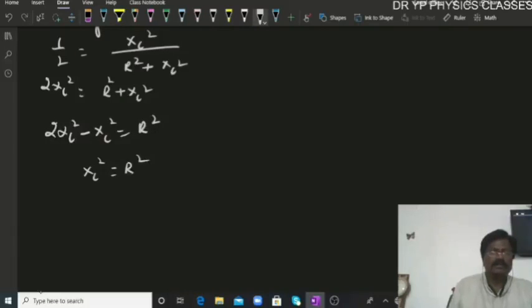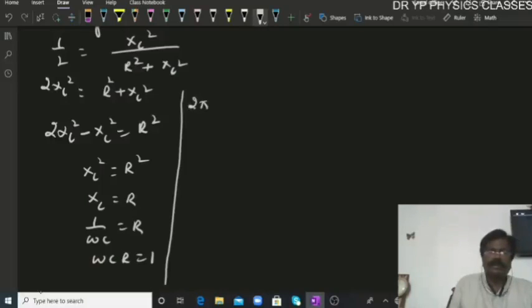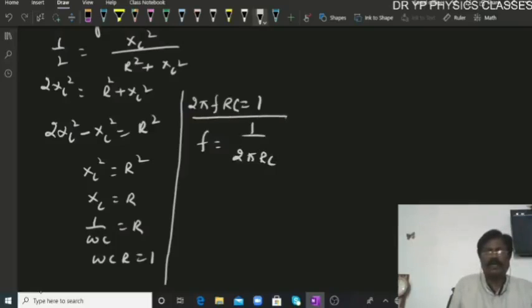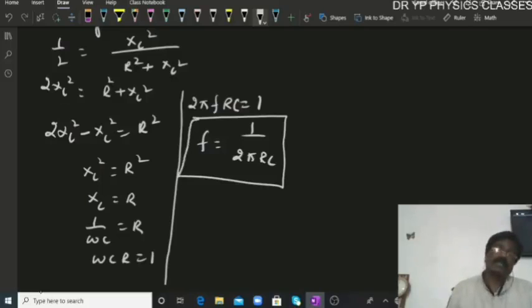So XC square is equal to R square. Taking square root on both sides, I am going to get XC is equal to R. XC is equal to 1 by omega C is equal to R, or omega C R is equal to 1, or 2 pi F C R is equal to 1, or F is equal to 1 by 2 pi R C. So this is the expression for the cutoff frequency in a low pass filter.